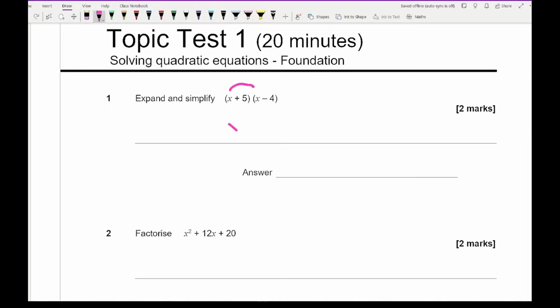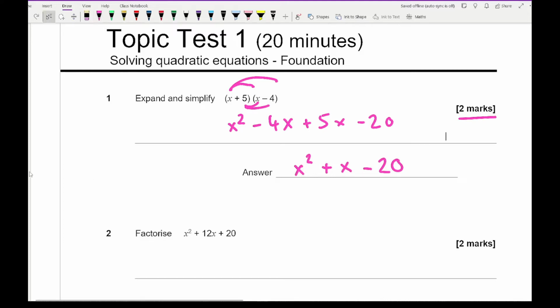Here we've got x squared, then minus 4x, then positive 5x, and then minus 20. You'd usually get 1 mark for having 3 out of those 4 terms correct with their correct sign. However, if you've written down the correct answer of x squared plus 1x, or just x, minus 20, then that should be good enough to get the 2 marks. If you can do it in your head, brilliant. Just make sure you've not made any silly mistakes.